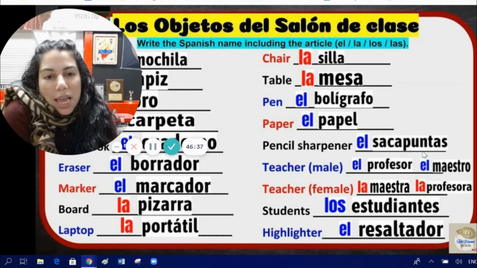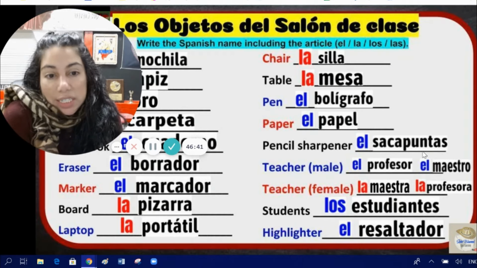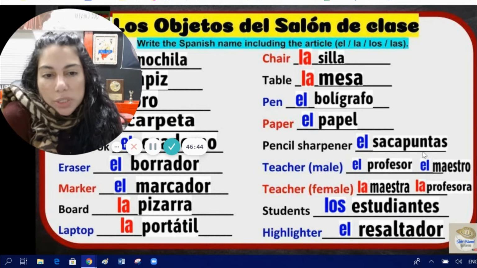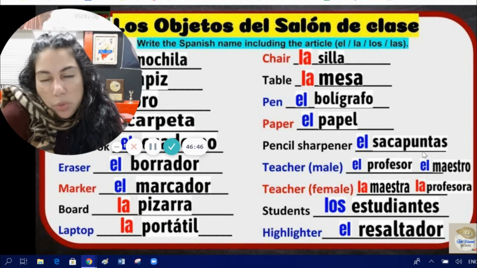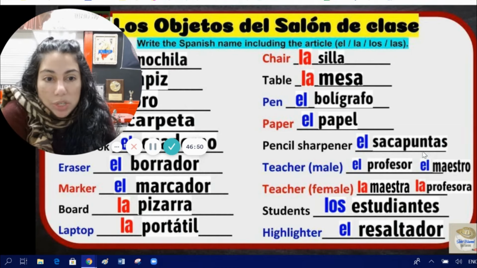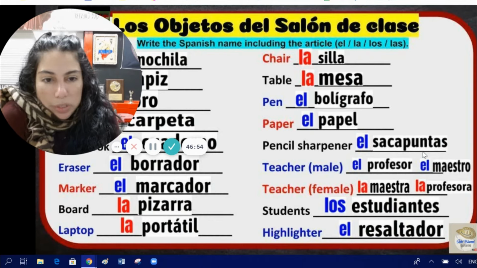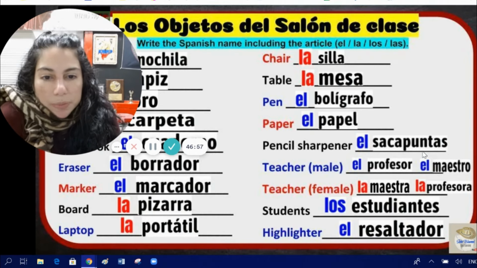But if I want to say like many, like the sharpeners, like more than one, I just change the el for los. So I would say los sacapuntas because the word already ends in S. So I'm not going to add an es because we don't do that in Spanish when the word ends in S. So we just say el sacapuntas or los sacapuntas.